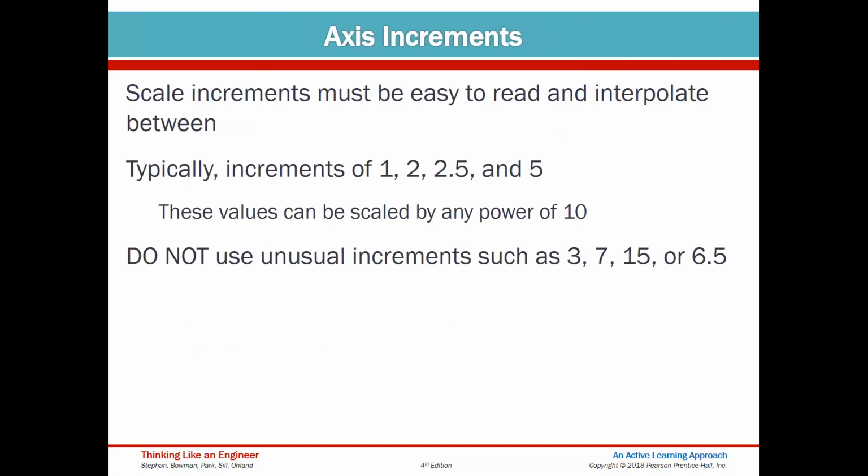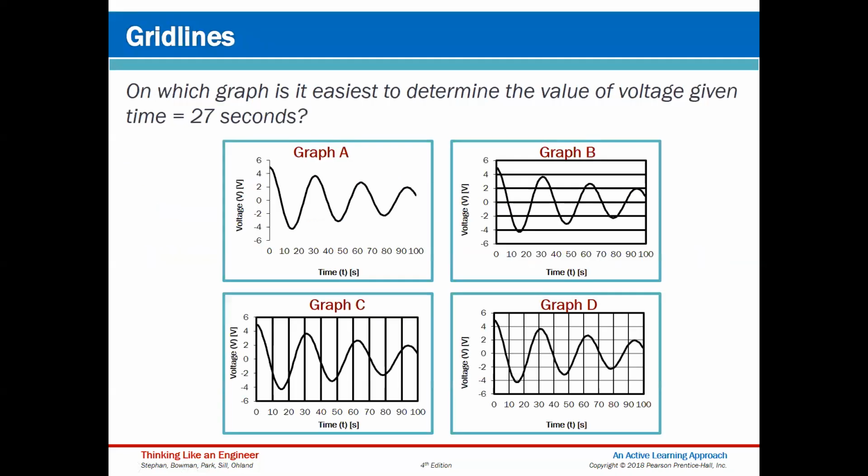Also, on the axis, we have our numbers. And so these are our scaled increments. And so we want these to be easy to read and interpret between. So we usually pick increments of 1, 2, 2.5, or 5, so that we can scale these up by a power of 10. So if we have 2.5, say we're scaling by a power of 100, you're talking about 250, 500, 750, 1,000. And so we want to keep those increments easy to work between. So we don't want to use unusual increments such as 3, 7, 15, or 6.5, because those get hard to interpret between our different increments.